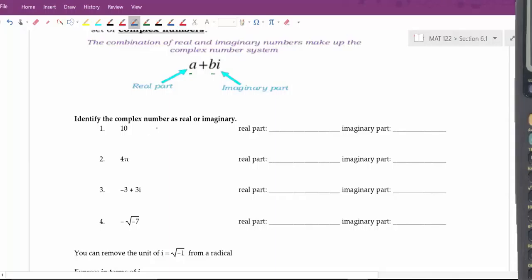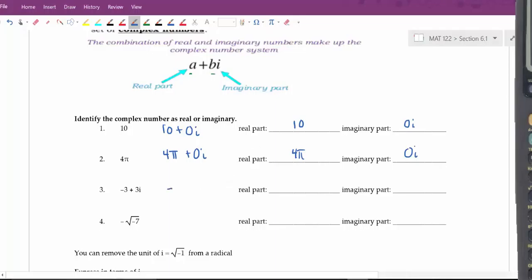So to begin with, if you had the number 10, 10 is a real number, you could write that as 10 plus 0i. So the real part would be 10, then the imaginary part would be 0i. Okay, if you had 4 pi, well, that is a real number, so that would really be saying 4 pi plus 0i. So the real part is 4 pi. The imaginary part is 0i. So any real number can be written as a complex number because you have the 0i part.